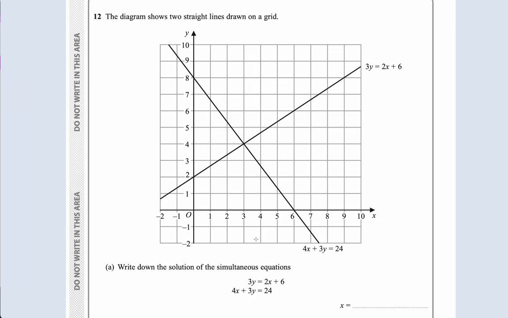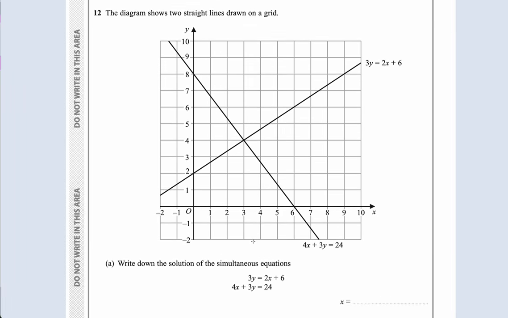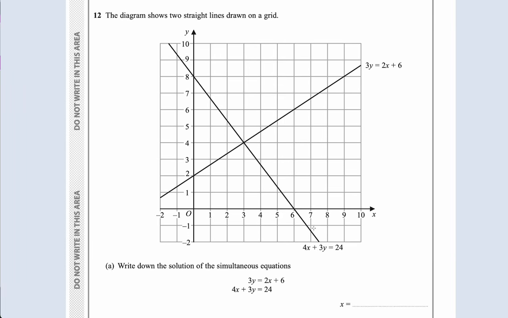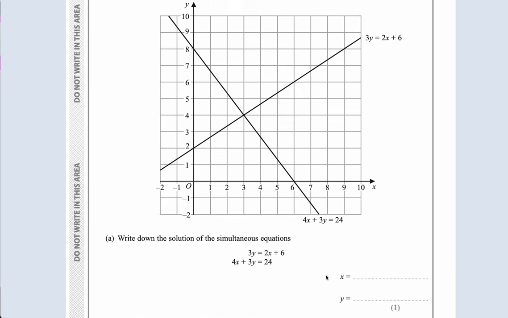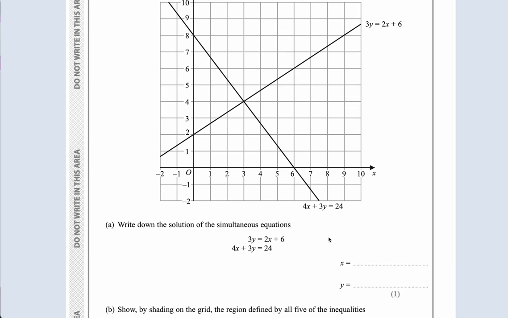Okay, question 12. So write down the solution. It gives us these two simultaneous equations. It says write down the solution of the simultaneous equations. Write down means, guys, we're getting 1 mark, because it's very easy. It's just where they intersect. So where the two lines intersect is the solution, and the answer is 3, 4. So x is 3, y is 4. Done.